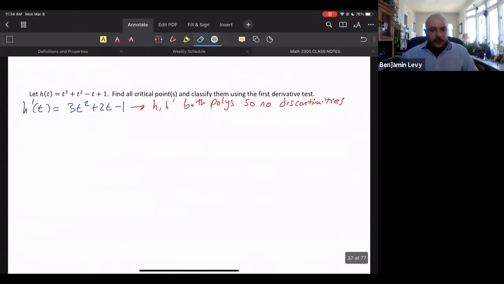Okay. So we've got the derivative, no discontinuities. We're just going to be looking at maxes and mins and potentially points of inflection. So we take the derivative and we set it equal to 0.